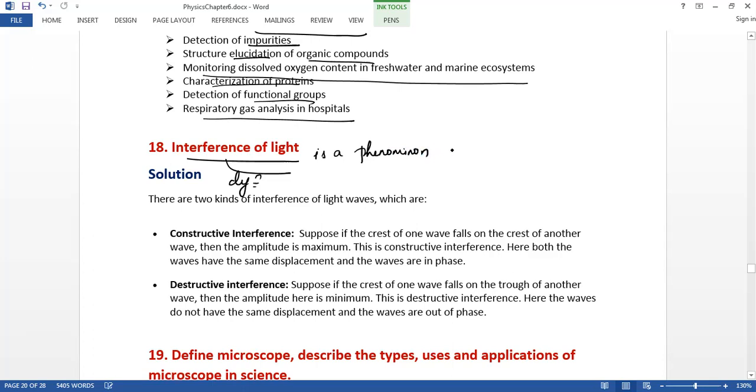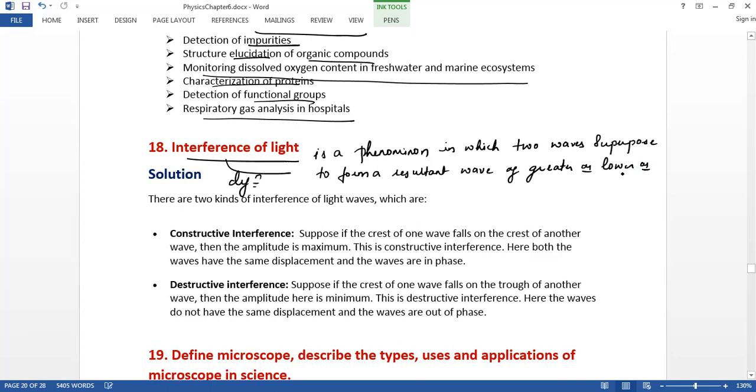It is a phenomenon in which two waves superimpose, or you can say superpose, to form a resultant wave of greater or lower or the same amplitude. This is called interference of light.